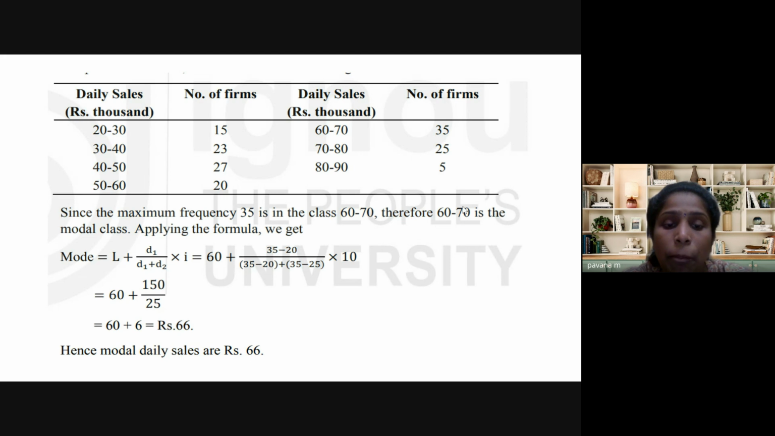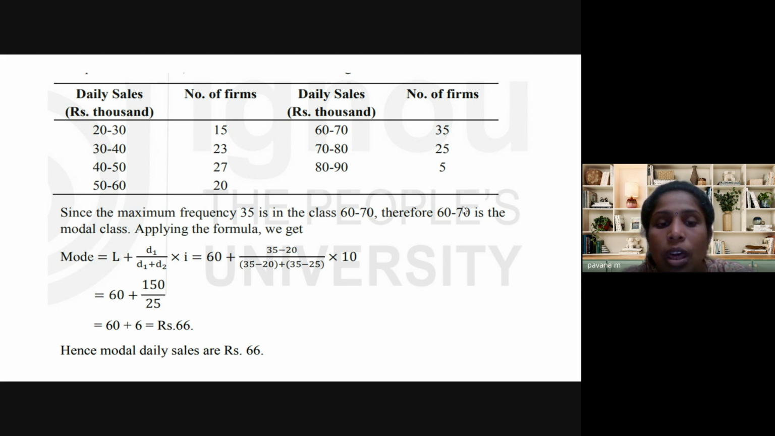Now you apply these values in the below formula. L is L plus D1 by D1 plus D2 into I. Here the model class is 60 to 70, L is 60. 60 plus D1. D1 means, as we discussed, the difference between model class frequency and preceded class frequency. So 35's above frequency is 20: 50 to 60, 20; 60 to 70, 35. So the preceded class value is 20.